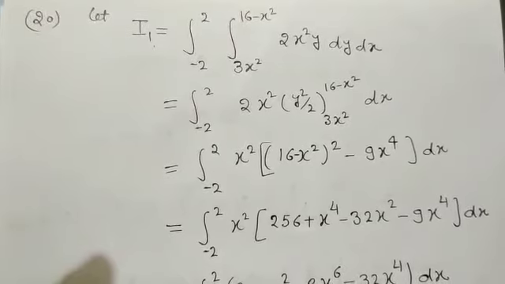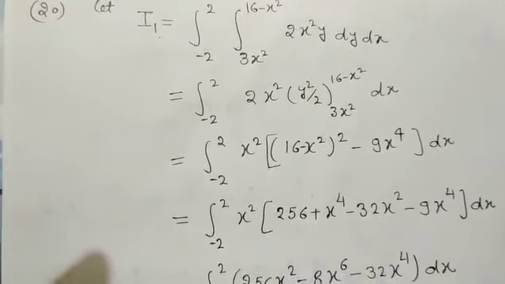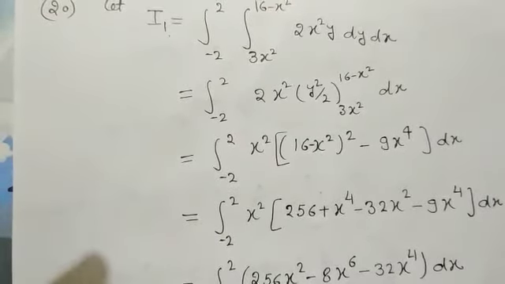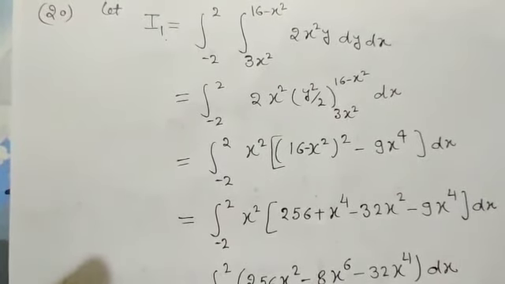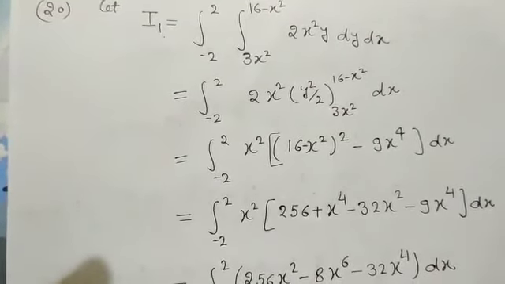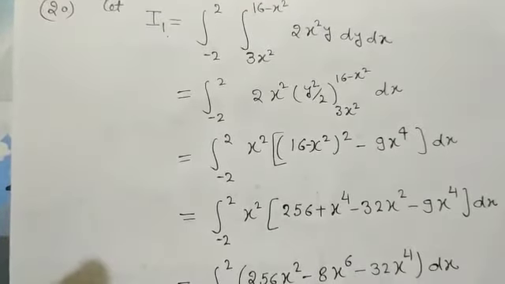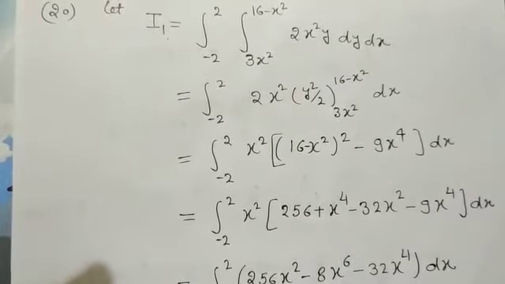Here in the first one we have taken I1, the integration running from -2 to 2, and the second integration is from 3x squared to 16 minus x square. The integrand function is 2x square y dy dx. As we have seen, dy dx represents the order of integration. First we have to integrate with respect to y, that means the limits 3x square and 16 minus x square are the limits of y.